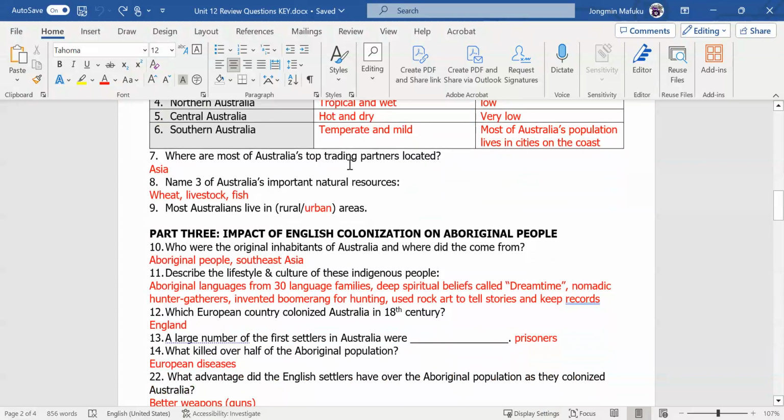Most of Australia's top trading partners are in Asia because Australia is closer to Asia. The three most important natural resources, of course, are wheat that they grow, livestock, which are the animals that they domesticate, and fish. They're an island, so of course they'll fish. Most Australians live, of course, in urban areas.